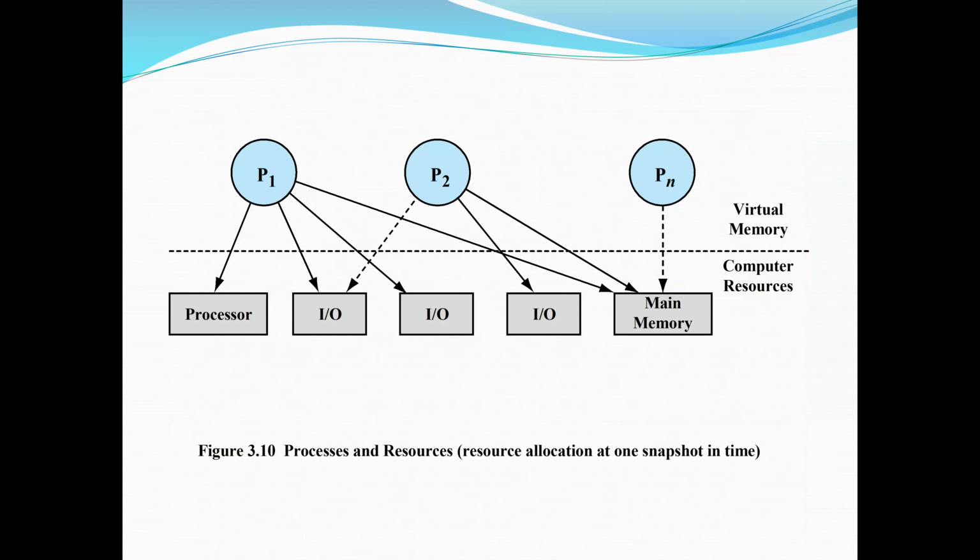So here we have processes and resources. We can see the resource allocation at one snapshot in time. We have processes P1, P2, P3. P1 has a processor and I/O. P2 doesn't have the processor yet, but has the I/O. And P3 has main memory.